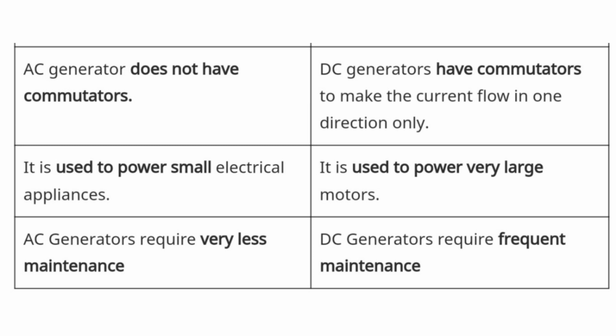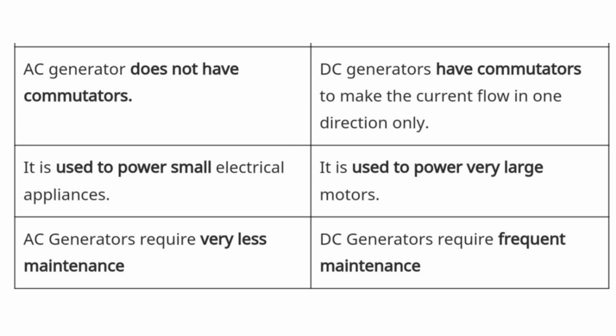An AC generator is used to power small electrical appliances, and a DC generator is used to power very large motors. And an AC generator requires very little maintenance, while DC generators require frequent maintenance. So maintenance is very little in AC generators and frequent in DC generators.